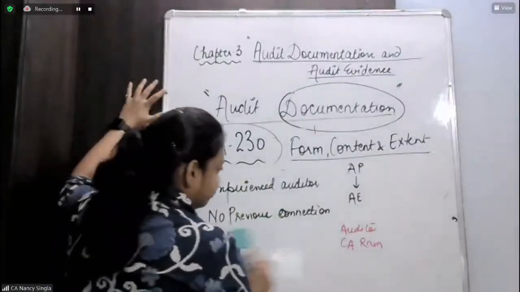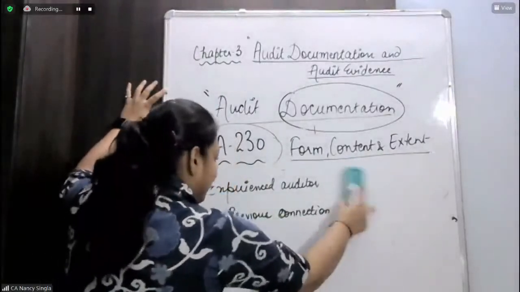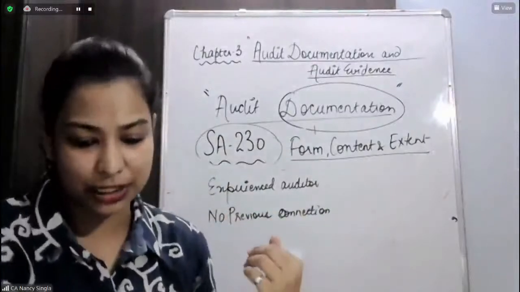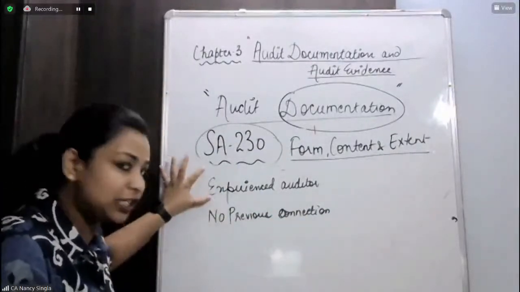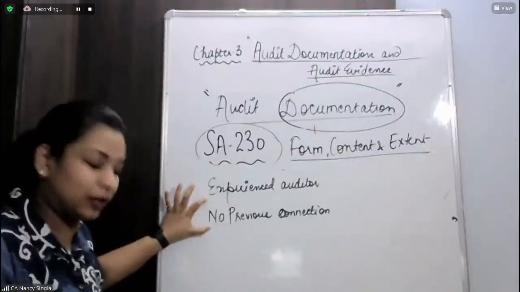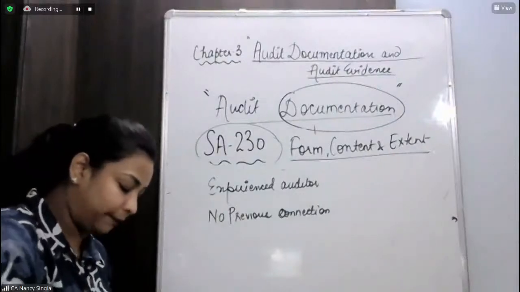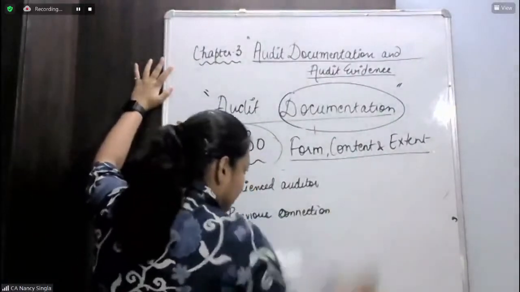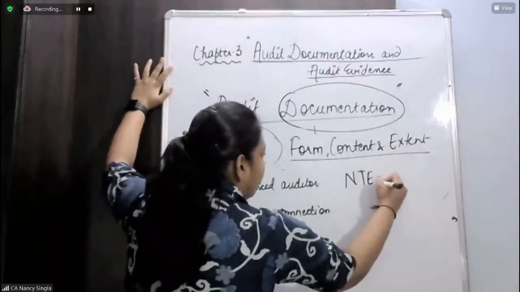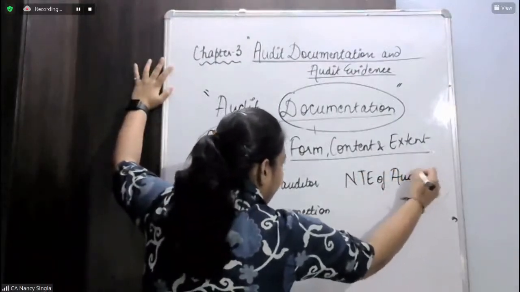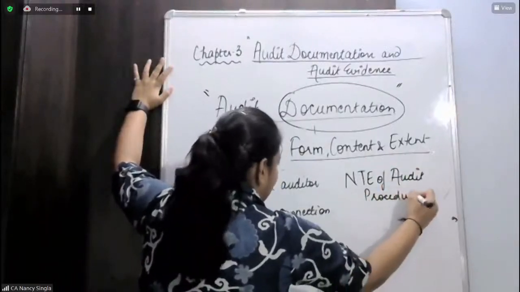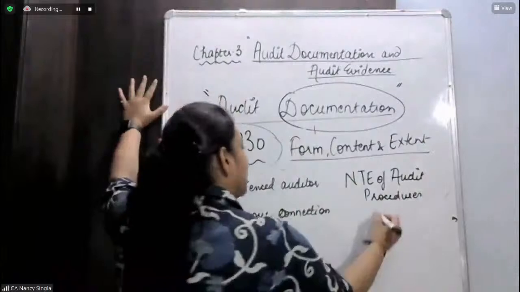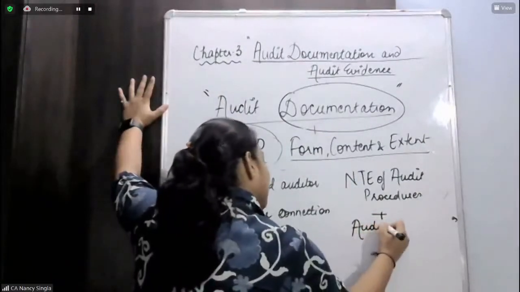We have just done the first line. So it says that SA 230 says please maintain the audit documentation in such a way that an experienced auditor having no previous connection with your client should be able to understand, after looking at your audit documentation, the nature, timing and extent of audit procedures performed. I'll explain in detail in just a minute. Plus, he should be able to understand your audit evidences.